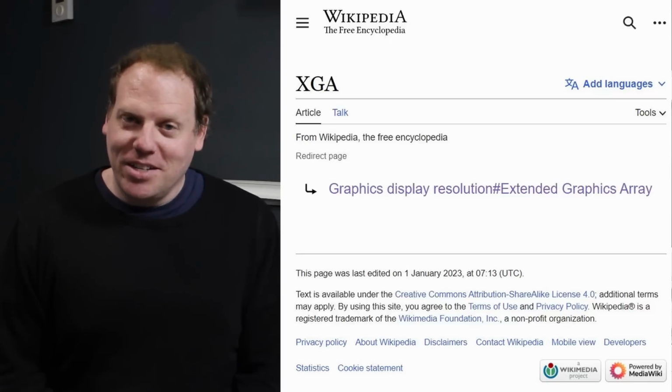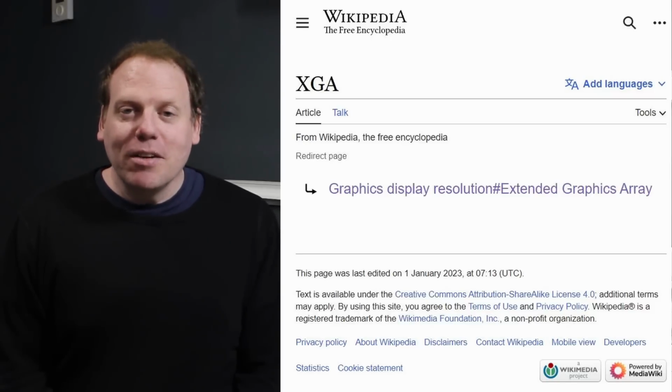Now, unfortunately for IBM, it was a commercial flop and so little known today that it doesn't even have its own Wikipedia page. Can you believe it? So we're going to fill in some of the missing details and even try and program a card based on the XGA standard in today's video.